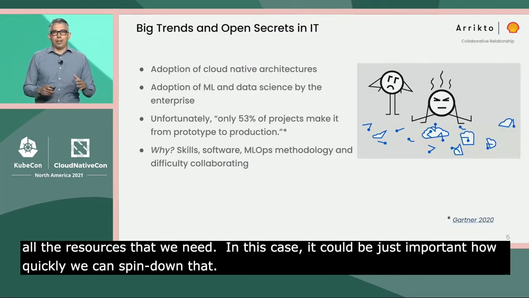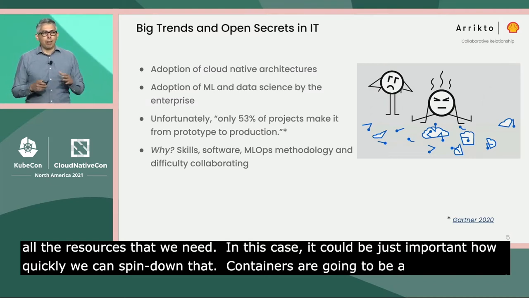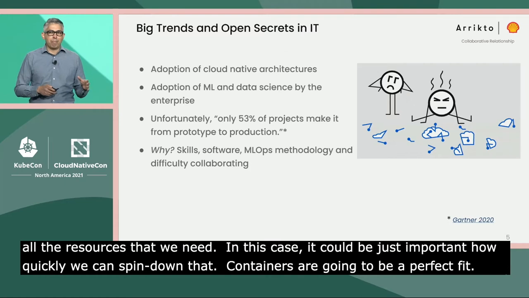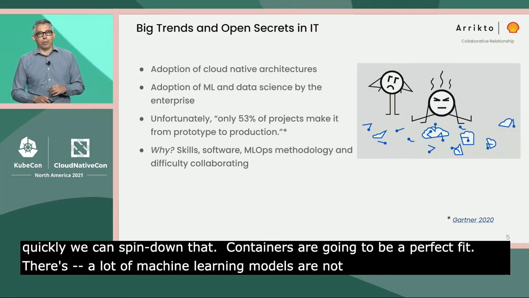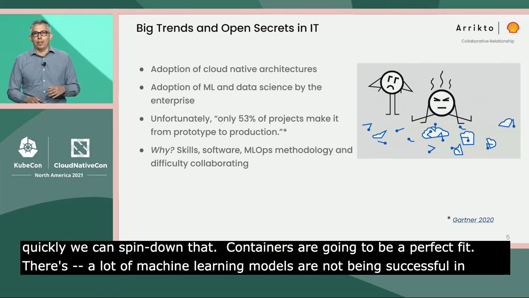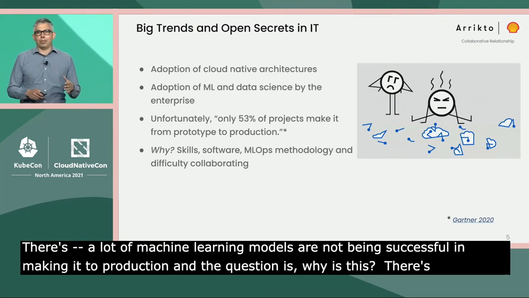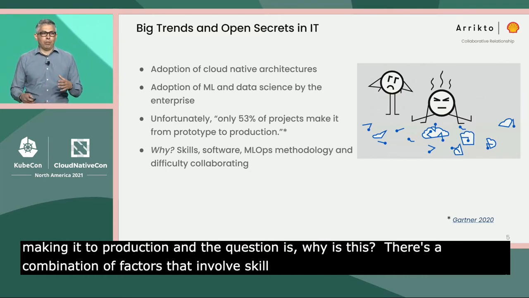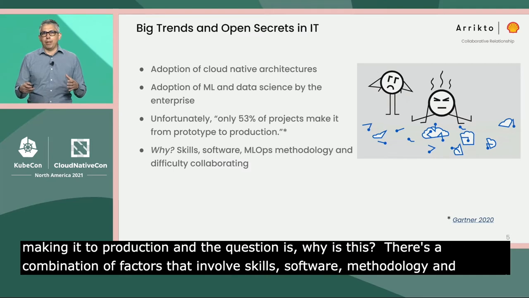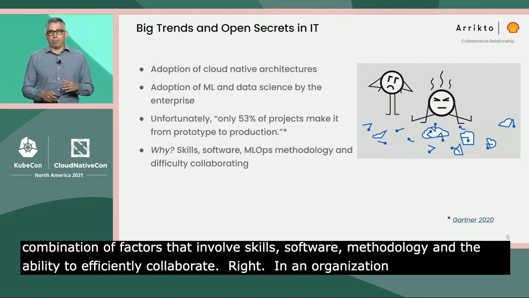Unfortunately, there's an open secret in the industry that a lot of machine learning models are not being successful in making it to production. And the question is, why is this? Well, there's a combination of factors going on here that involve skills, software, methodology, and the ability to efficiently collaborate in an organization. And big organizations being what they are, right?